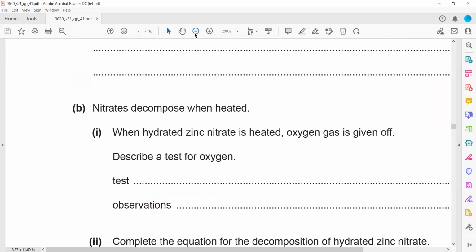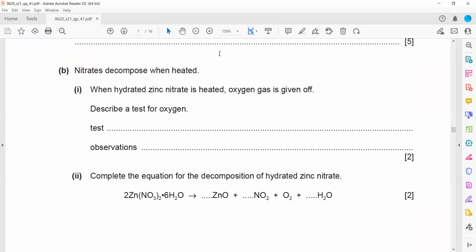Then nitrates decompose when heated. When hydrated zinc nitrate is heated, oxygen gas is given off. Describe a test for oxygen. If you want to test oxygen, we can use a glowing splint. The observation is that it will relight or rekindle. Then complete the equation for the decomposition of hydrated zinc nitrate. Use the screen annotation to balance this equation.